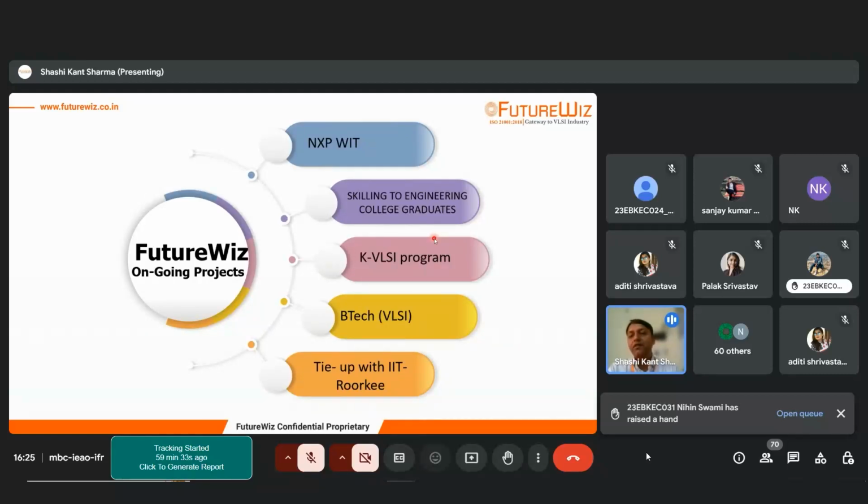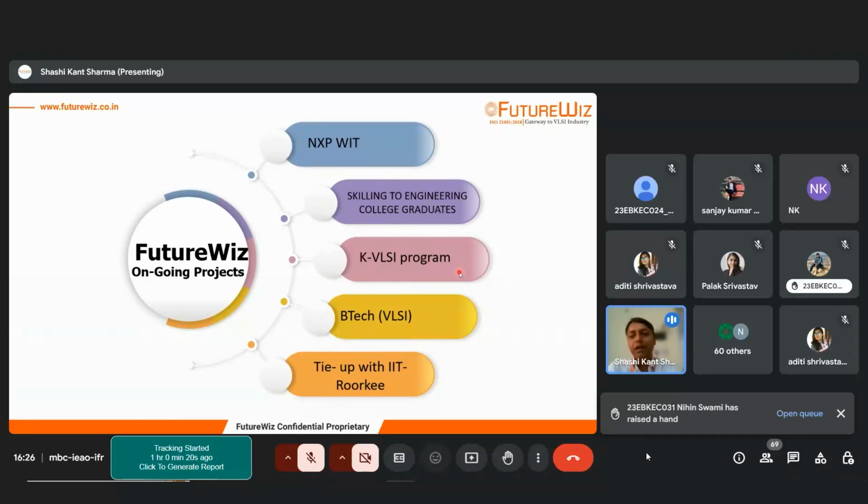We are skilling engineering grads of different colleges in India as well as abroad in Vietnam. We have tie-ups with institutions and we are providing 6-month training programs to these candidates. We have a very good program running with the Karnataka government, the KVLSI program, which is basically for skilling Karnataka engineering students. In this program, we are hiring Karnataka students only, giving them training and placing them in good companies. This is running at IIIT Bangalore, and FutureWiz is the training partner.